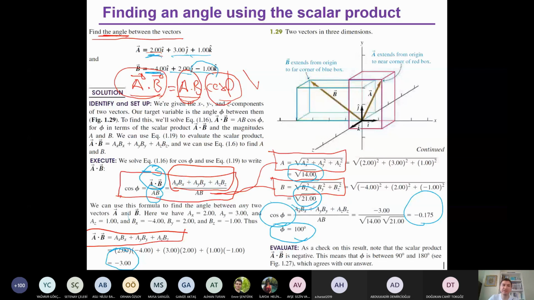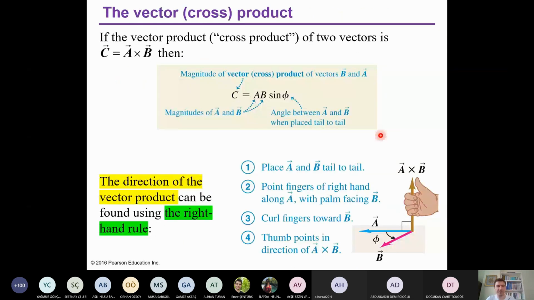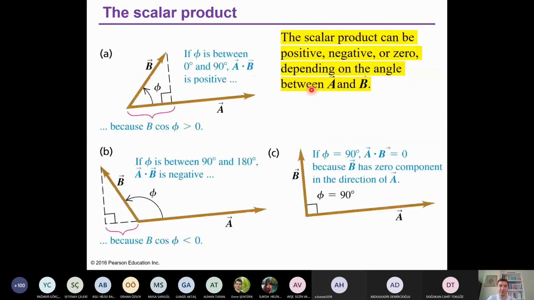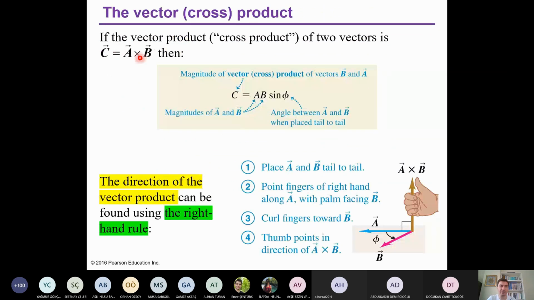Now let's continue with the cross product. We have scalar product and vector product. Vector product is also called cross product. You also remember scalar product is called dot product. Now we have A vector and B vector, and the cross product of these two vectors will give us another vector. Remember, the dot product of two vectors is a scalar, not a vector. But in case of vector product or cross product, the cross product of these two vectors is again a vector.